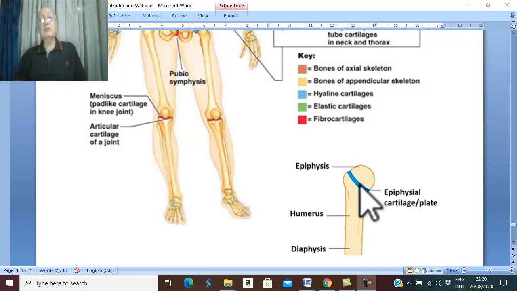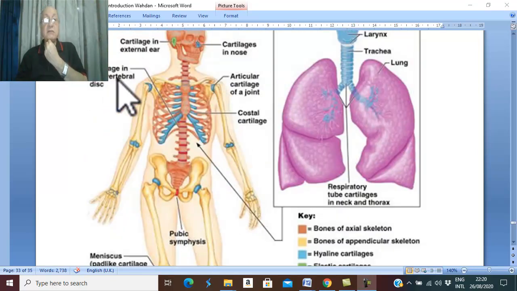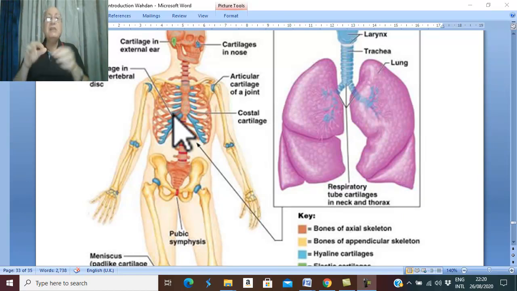What are the types of cartilage? The commonest cartilage present all over the body is hyaline cartilage, which is blue in color in this picture. Hyaline means glass-like. Why is hyaline cartilage like glass? The matrix of hyaline cartilage is translucent, like glass. And hyaline cartilage is the commonest type of cartilage present all over the body.